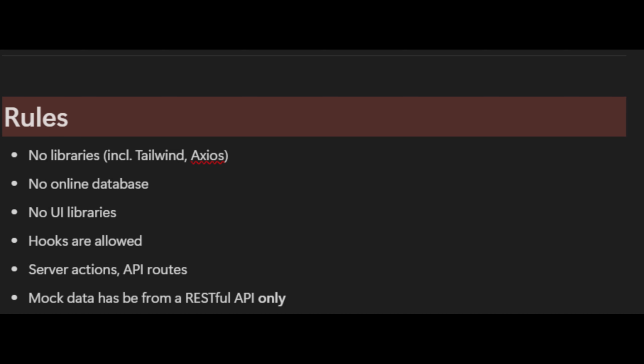The rules are very simple. There are no npm installs, that includes Tailwind, no third-party packages. Also, we can't connect to a remote database since that requires installing additional packages. However, server actions are allowed, as well as custom hooks in case we use client components, so I can implement my own custom React hook or use the ones that are built in.